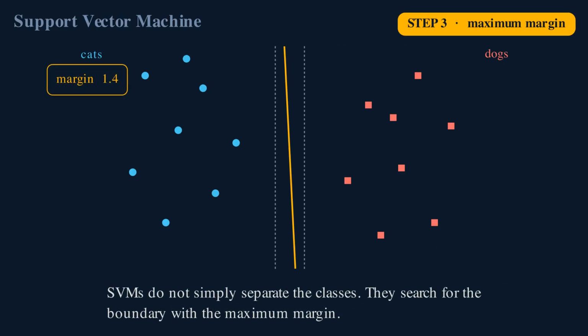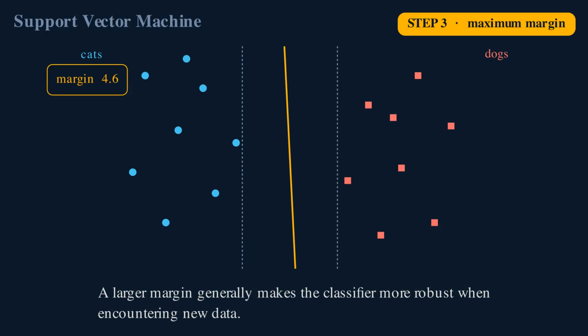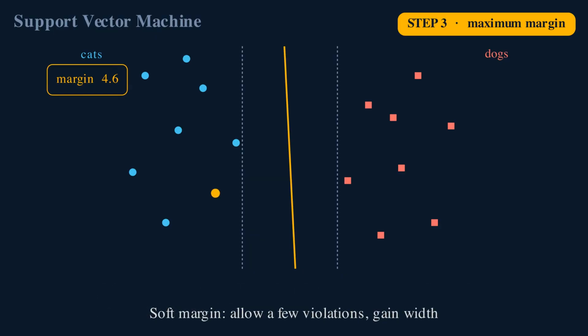SVMs do not simply separate the classes, they search for the boundary with the maximum margin. A larger margin generally makes the classifier more robust when encountering new data. Real data is messy, so practical SVMs use a soft margin. They tolerate a few points inside the band in exchange for a wider, more reliable boundary.